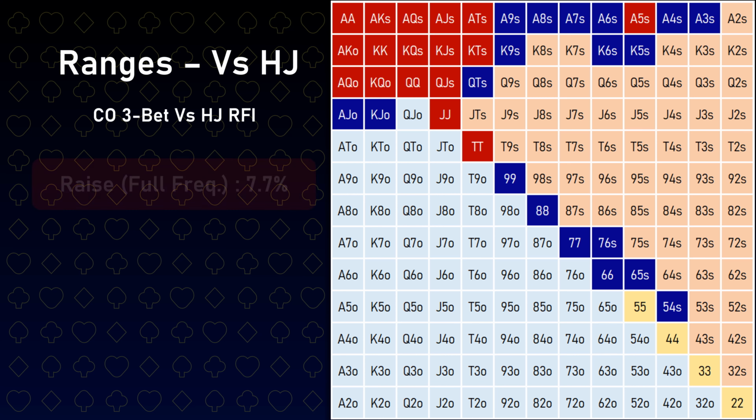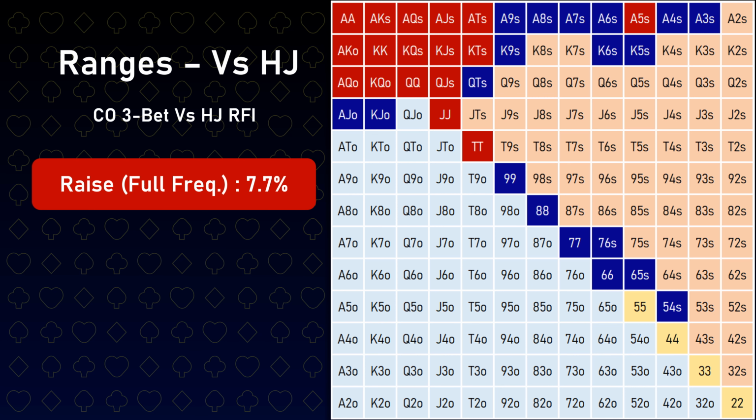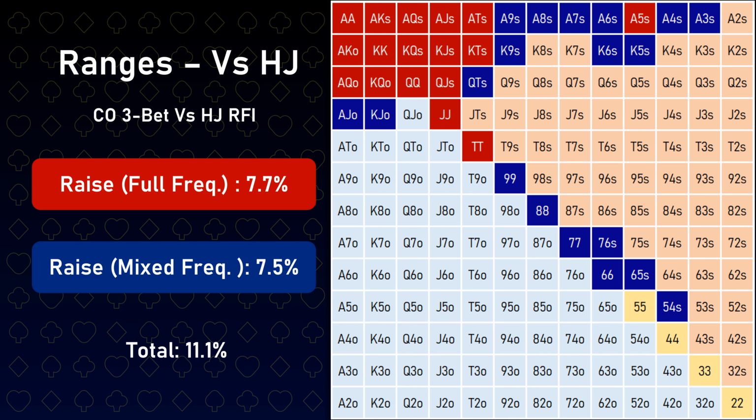In this scenario, 7.7% of hands are pure 3-bets, and 7.5% of hands are 3-bet at a mixed frequency. Similar to before, the top 6 to 8% of hands are raised, which includes pocket tens and above, as well as ace-queens and king-queens. Other hands that are pure 3-bets consist of ace, king, and queen-jack suited, as well as ace-10 and king-10 suited. To maintain balance, the low-suited ace hands are 3-bet at a higher pure frequency.